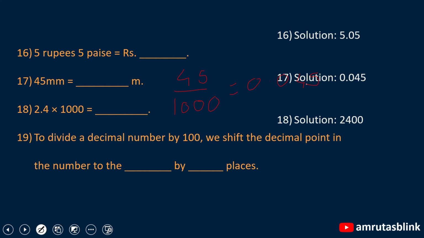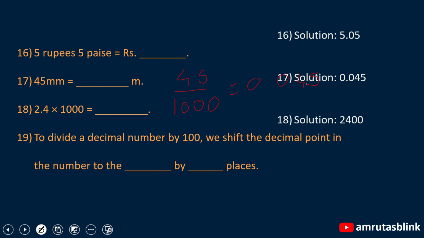To divide a decimal number by 100, we shift the decimal point to the dash by dash places. Now whenever we are dividing a decimal number, what we are doing is shifting the decimal point towards the left, and whenever we are multiplying any decimal number by multiples of 10, we are shifting the decimal point to the right hand side.